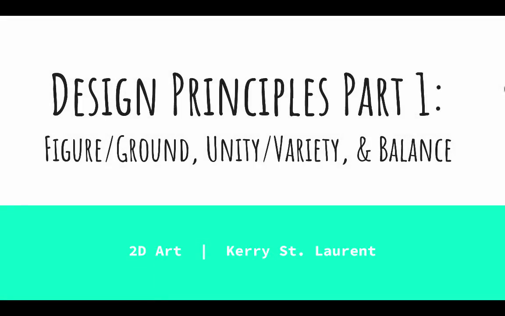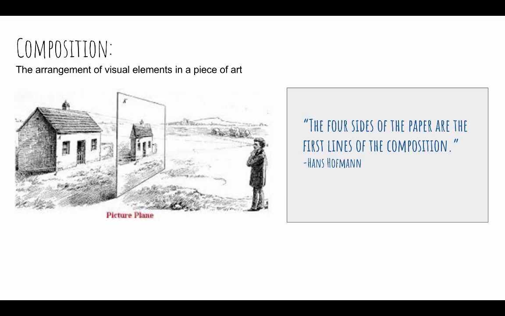Hi there, this is an expedited version of the lecture Design Principles Part 1, where we're talking about figure ground, unity and variety, and balance. First things first, we discussed composition, which is the arrangement of visual elements in a piece of art.